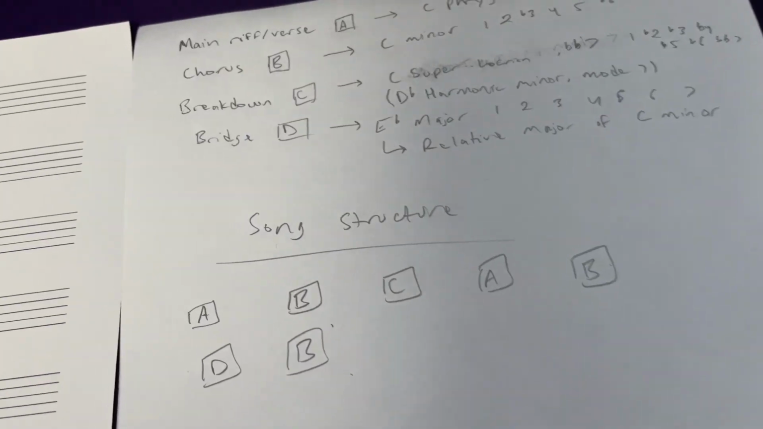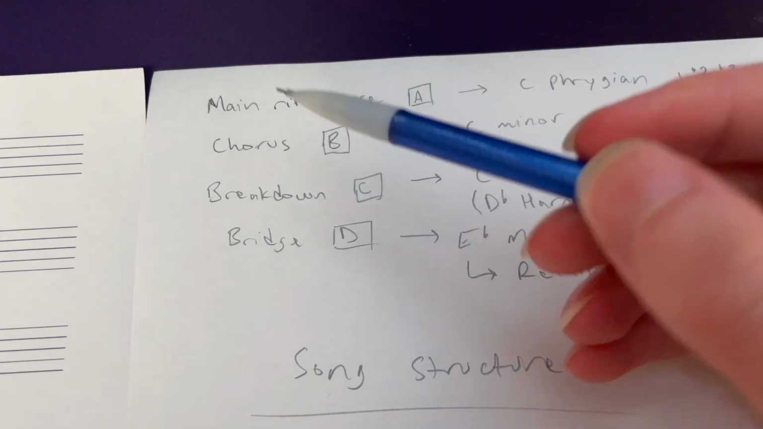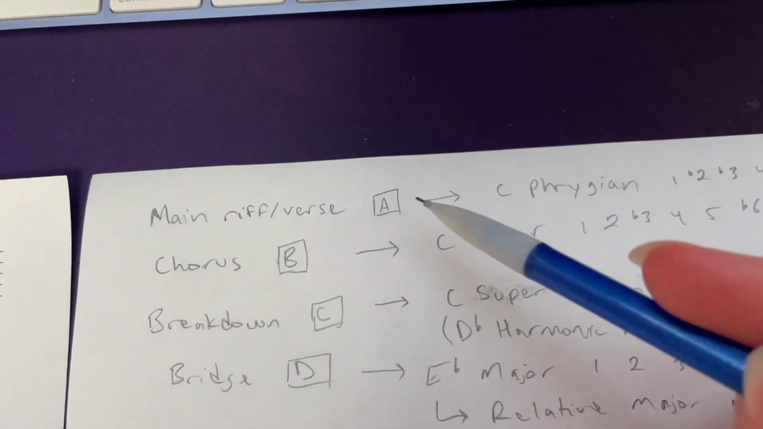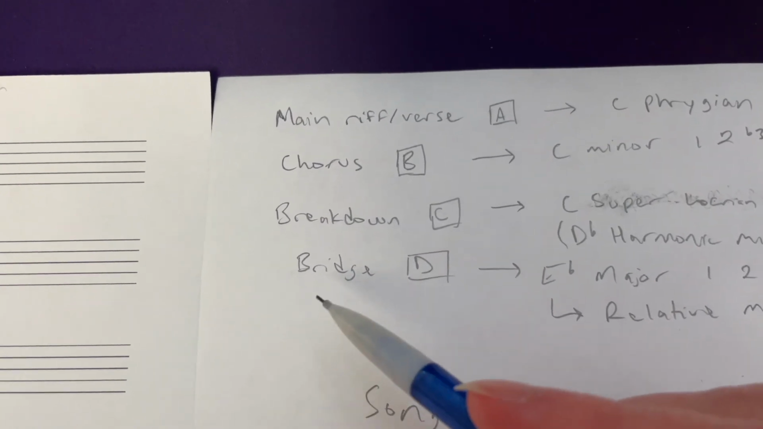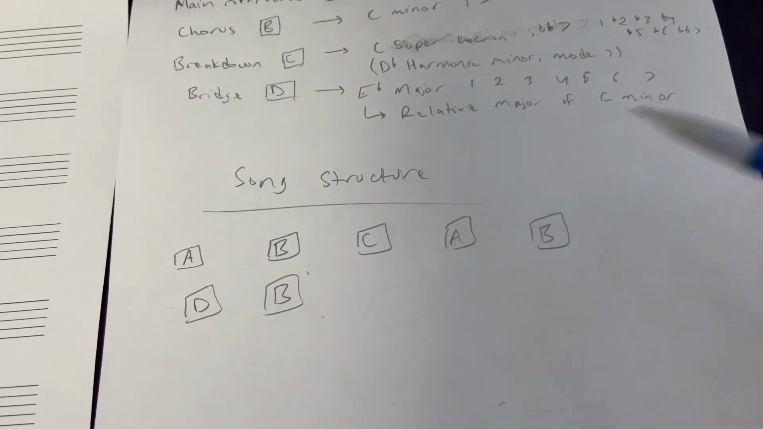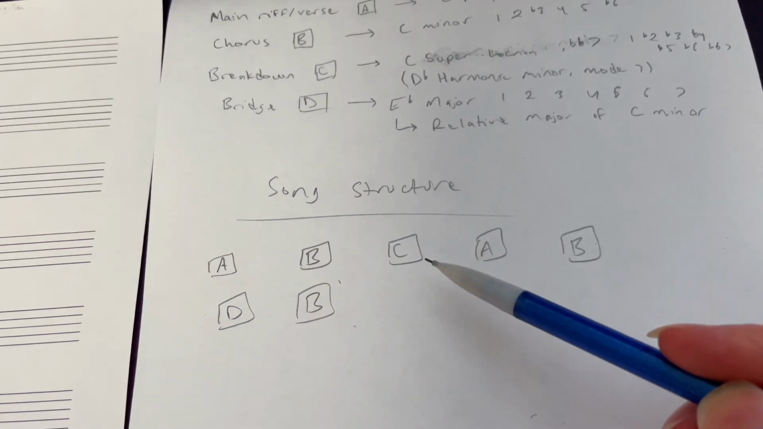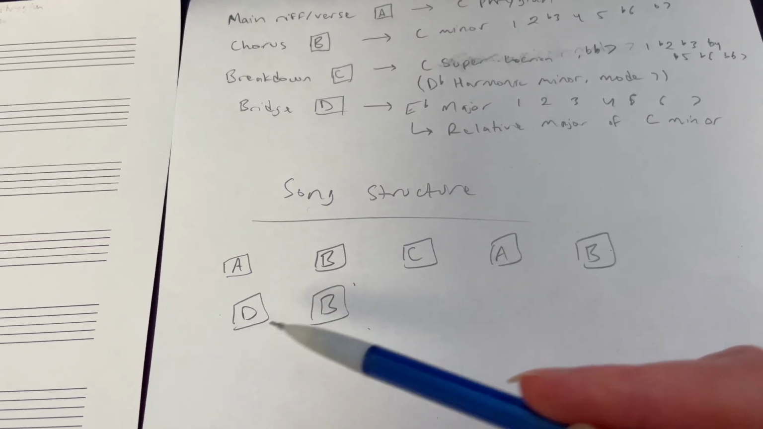This is how I use modes to finish the songs that I start. So the first thing I do is I decide on a song structure. I'm going to have a main riff or a verse section, we'll call that A, a chorus, we'll call that B, a breakdown, we'll call that C, and a bridge, which we'll call D. The song structure is very simple. We're gonna go verse, chorus, breakdown, verse, chorus, bridge, chorus.